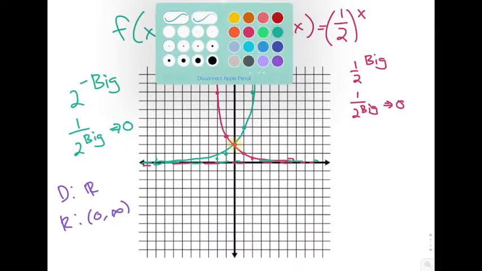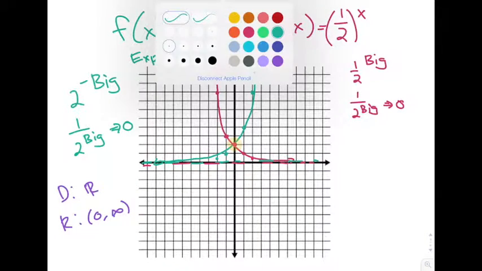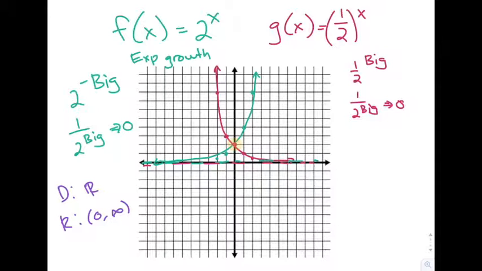And then some terminology. We might call exponential functions with base greater than 1 exponential growth functions. And for exponential functions with a base between 0 and 1, we might call those exponential decay. That terminology comes in handy when we're looking at applications of exponential functions.